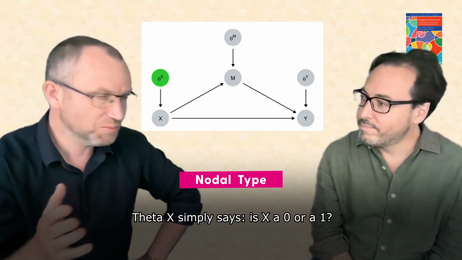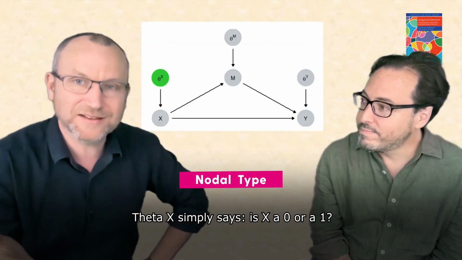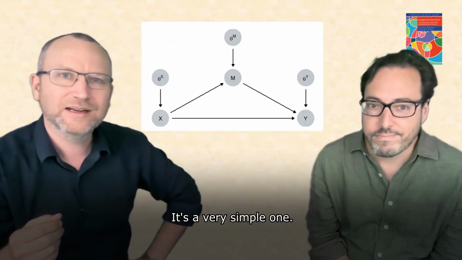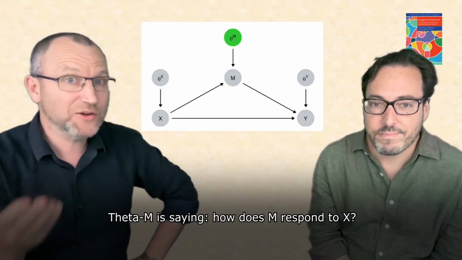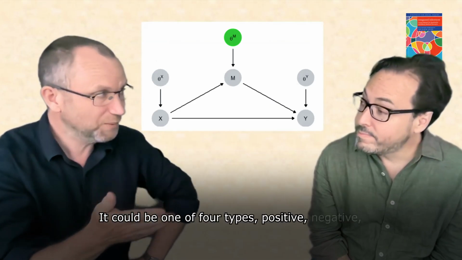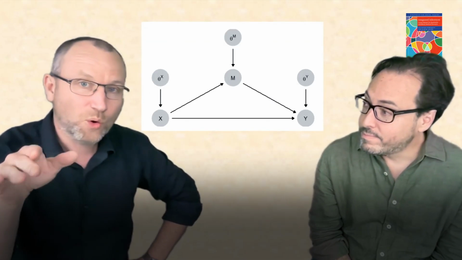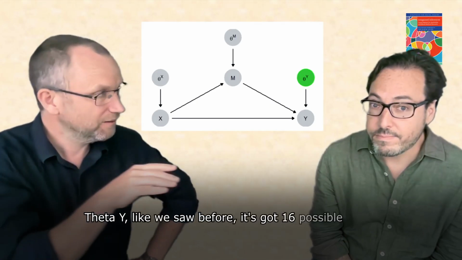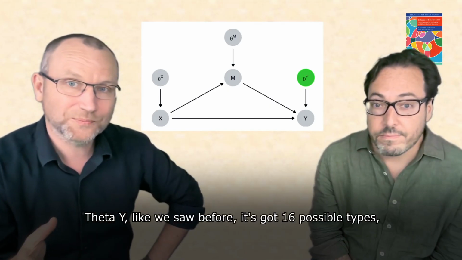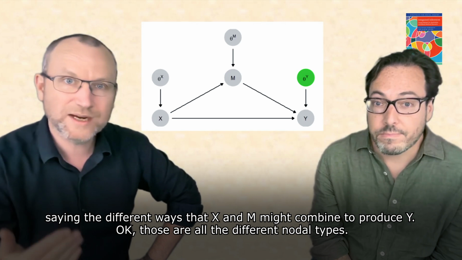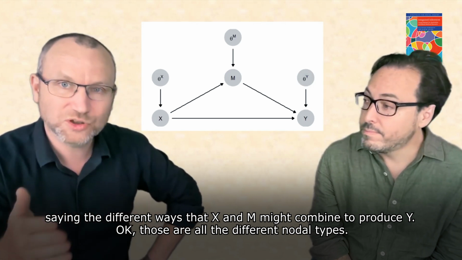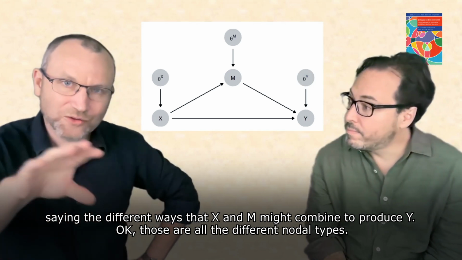Theta x simply says is x a 0 or 1? It's a very simple one, right? Theta m is saying, how does m respond to x? Could be one of 4 types: positive, negative, no effects of different sorts. Or theta y, like we saw before, has 16 possible types, right? Saying the different ways that x and m might combine to produce y, okay? Those are all the different nodal types.